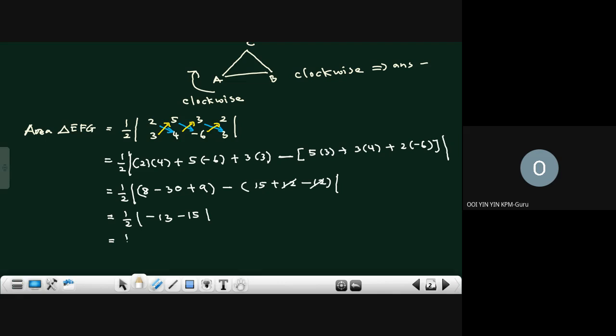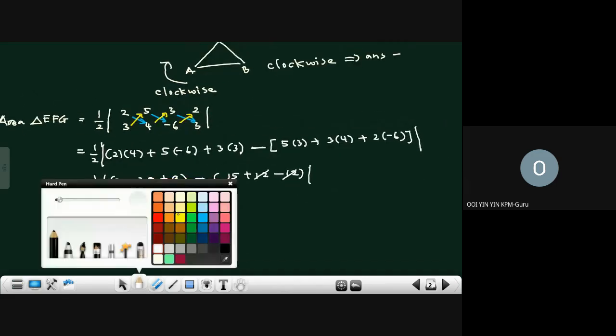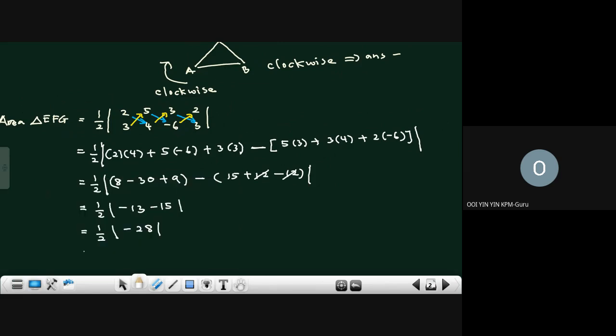Then it's 1 over 2. Negative 13, negative 15, gives you negative 28. Can you see, negative 28? It means your EFG actually goes in a clockwise direction. But never mind, because we have modulus here. As I told you, because we have modulus, the answer will be 1 over 2 of 28. When you open up your modulus, negative becomes positive 28.